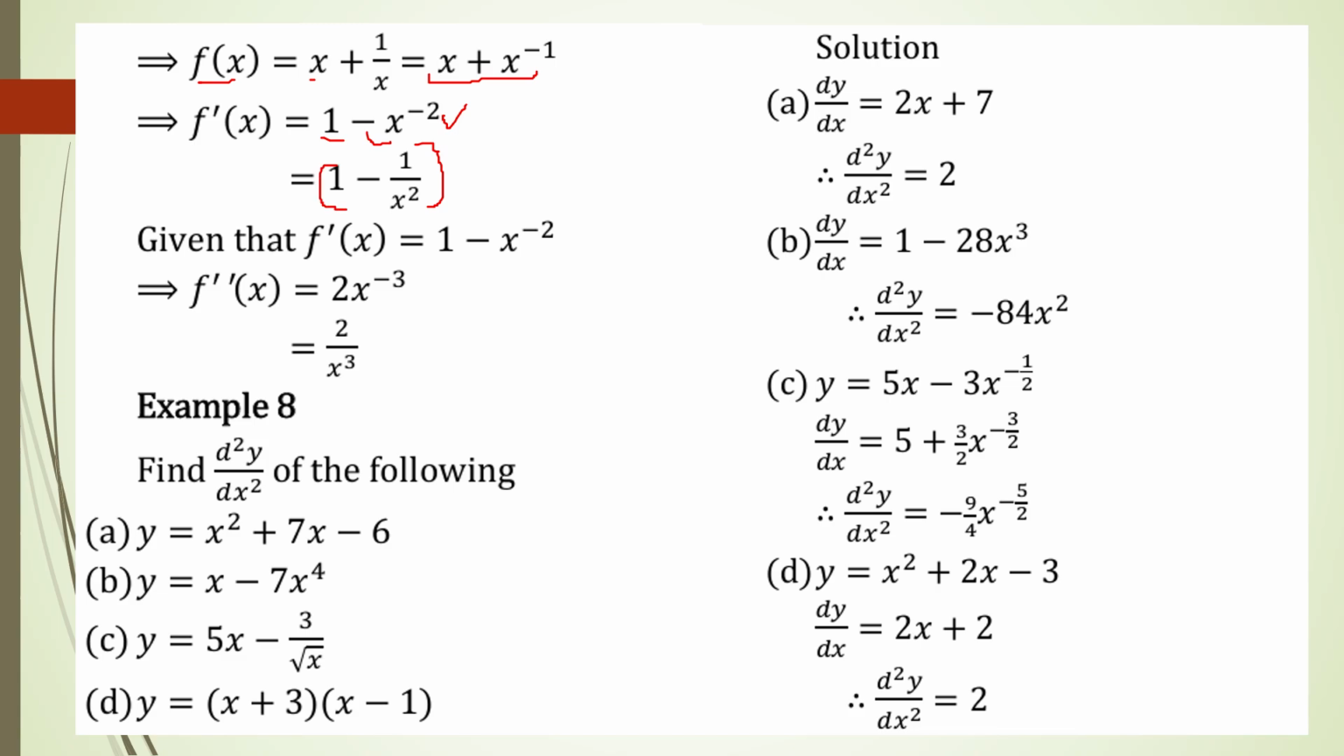Now to get the second derivative, we simply have to differentiate the first derivative. So to do that, we simply get this fraction which is linear, we bring it back here. When you differentiate any constant, you get 0.